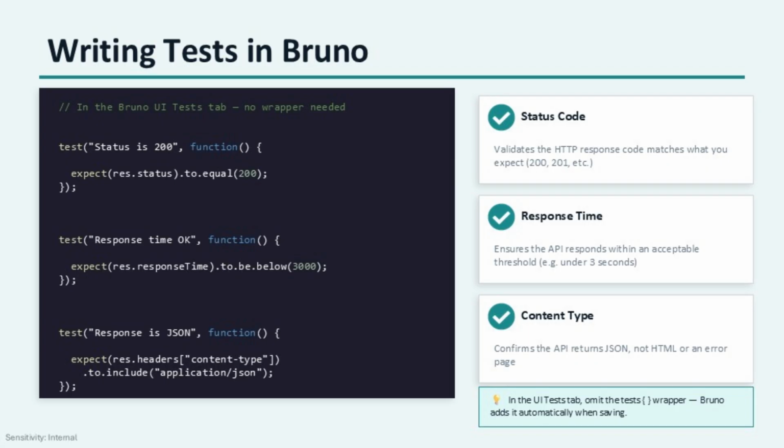Here's what a typical test block looks like. In the Bruno desktop app, you write these tests directly in the Test tab using plain JavaScript. No wrapper needed. That's only in the .bru file. We have three core assertions. One checks the HTTP status code. One checks that our API is responding fast enough. And one makes sure we're actually getting JSON back and not an HTML error page. These are the minimum viable tests for any API endpoint. You can add more complex assertions against the response body once you know your exact data shape.